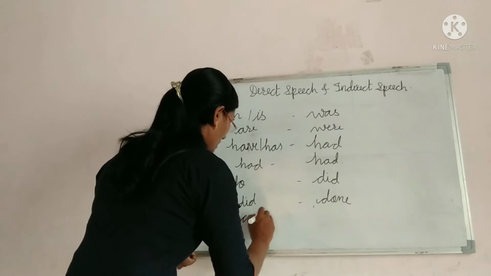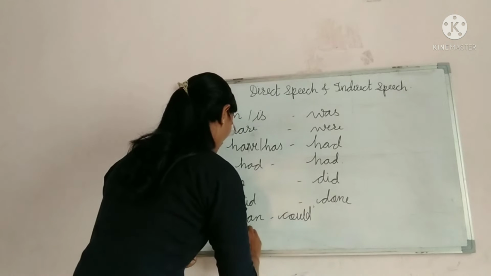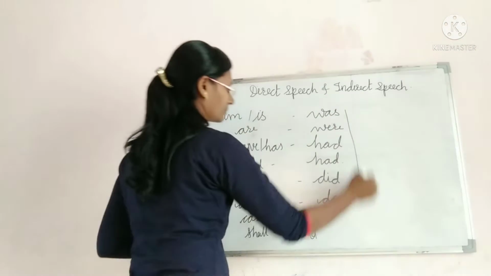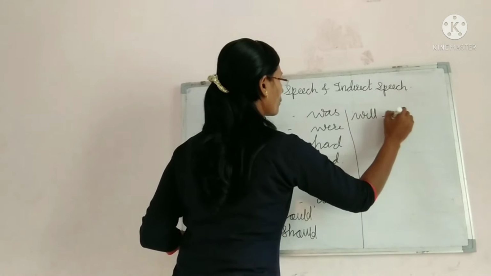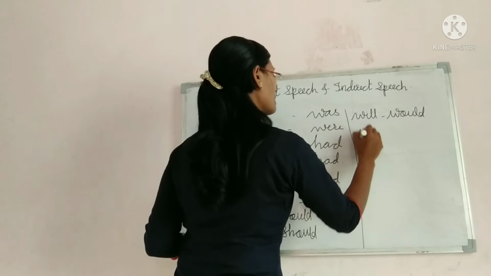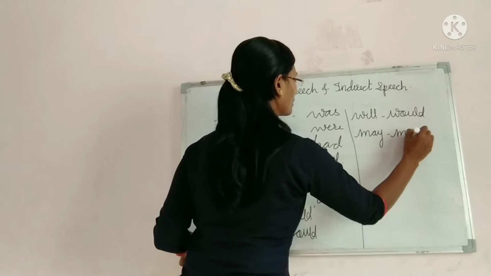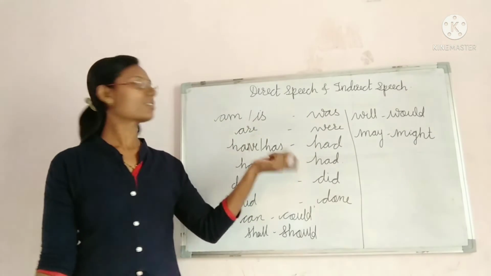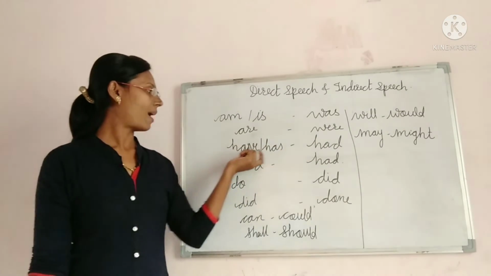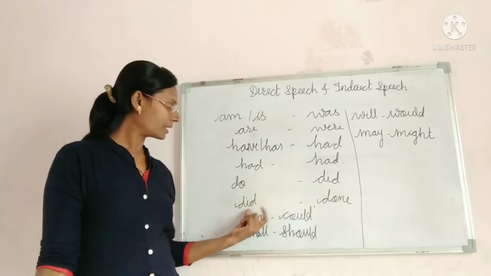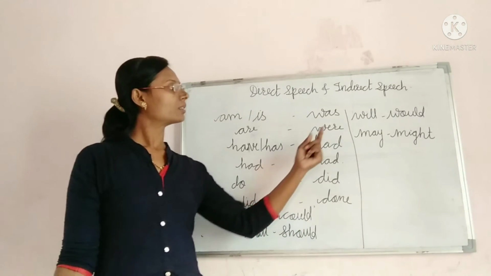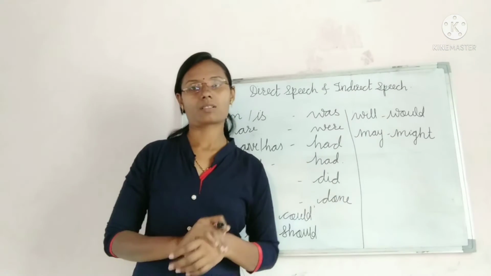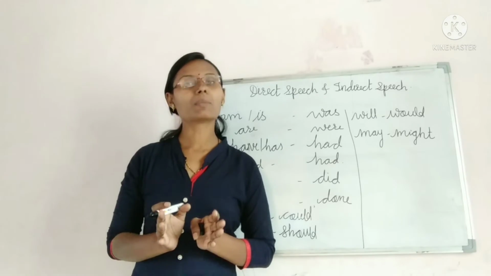Then can changes into could, shall changes into should, then will changes into would, then may changes into might. These are the changes that occur when you are doing direct and indirect speech. So this way the verbs get changed. Am, is, are change into was, were; have, has change into had; had changes into had; do into did; did into done; can, could; shall, should; may, might; will, would. So this way the changes will occur when we are changing direct speech into indirect speech. I hope you understood it and maybe you like this.